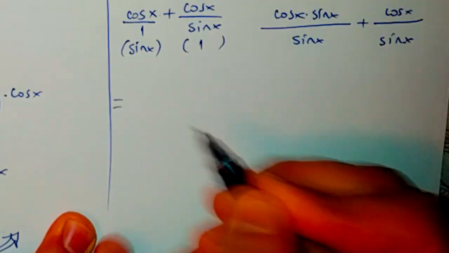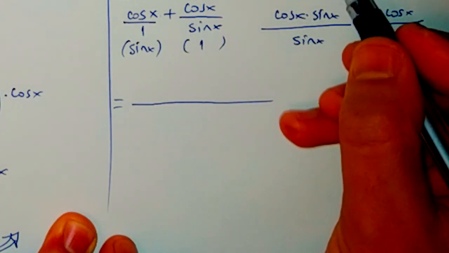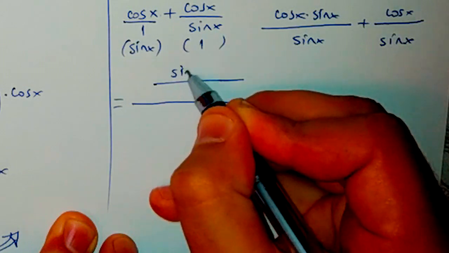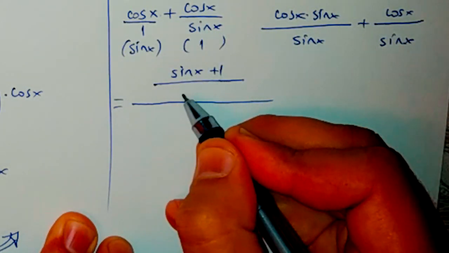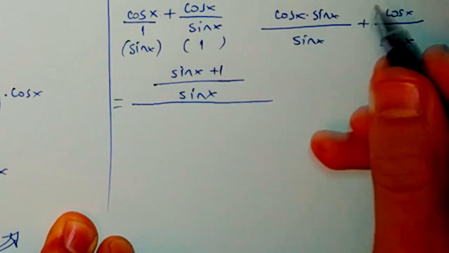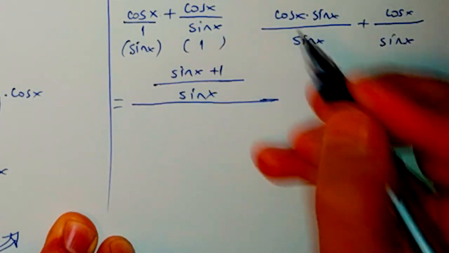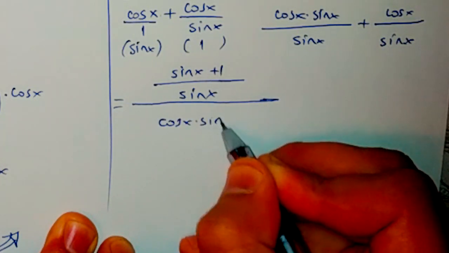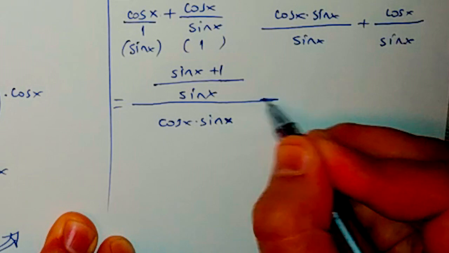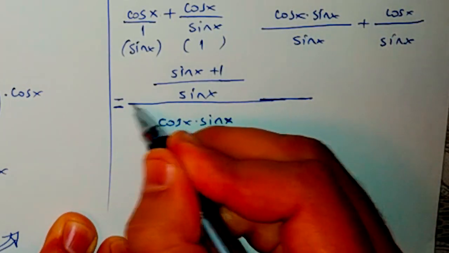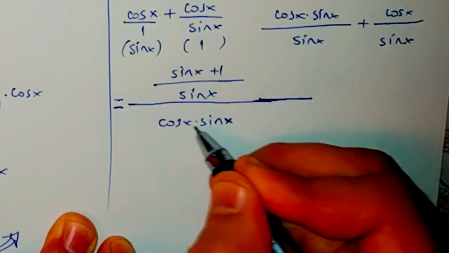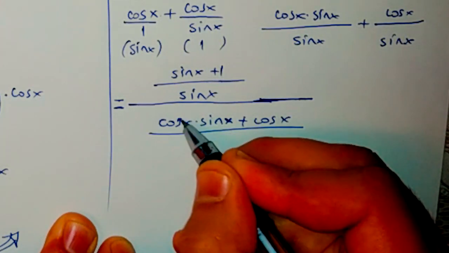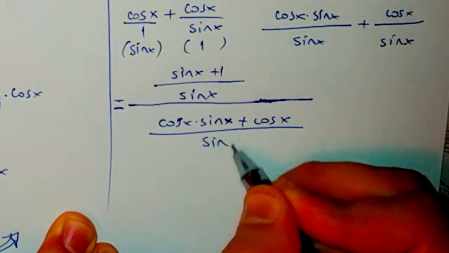So I can easily add the upper numerators like sine x plus 1, and the denominator will be sine x. And here I get cosine x times sine x. I hope you can understand what I write now, plus cosine x over sine x.